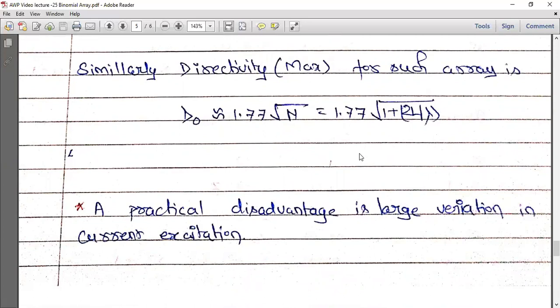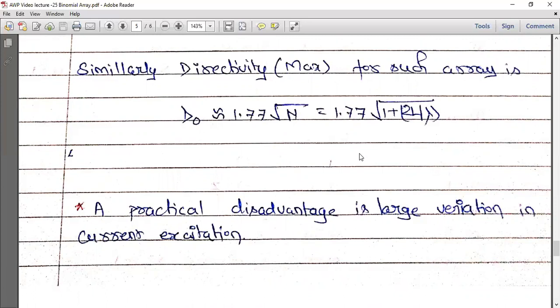Now there is a practical disadvantage of this binomial antenna. What is the practical disadvantage? The practical disadvantage is that the difference, or the relative magnitude, of the different excitations provided to different elements in a binomial antenna array is very, very large.